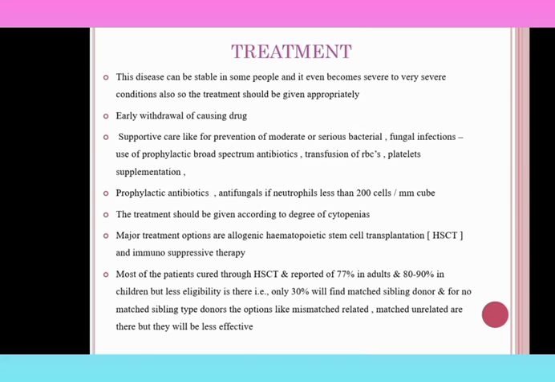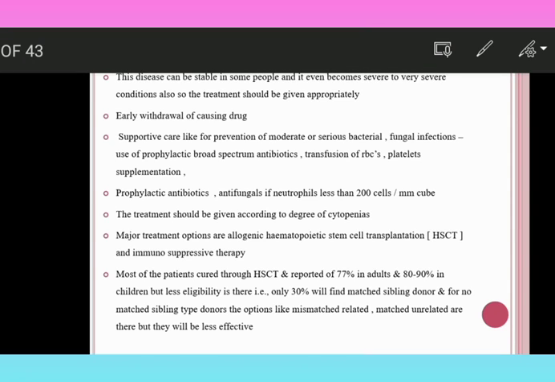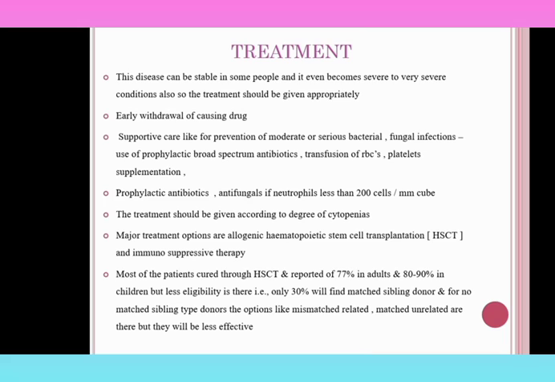The treatment should also be given according to the degree of the cytopenias. The major treatment options are allogenic hematopoietic stem cell transplantation, that is HSCT, and immunosuppressive therapy. Most of the patients will be cured through this HSCT technique, with reports of 77% in adults and 80 to 90% in children. So the curative ratio is about 77% in adults and 80 to 90% in children.